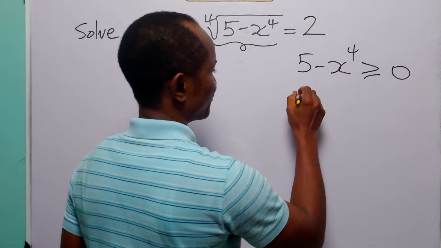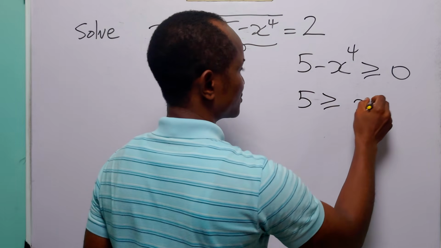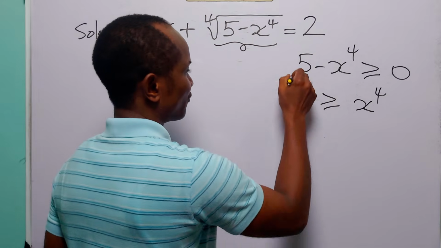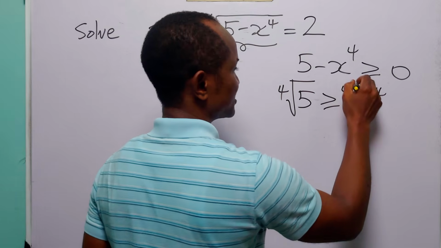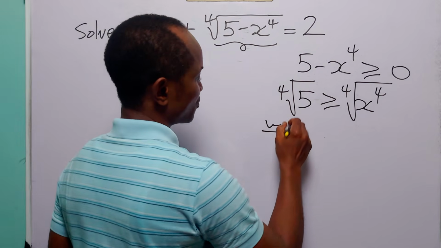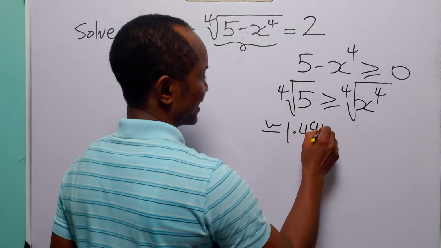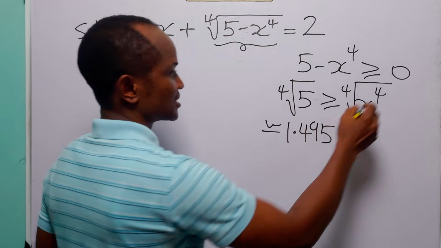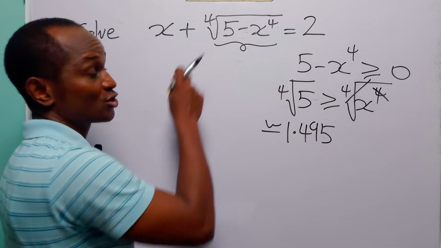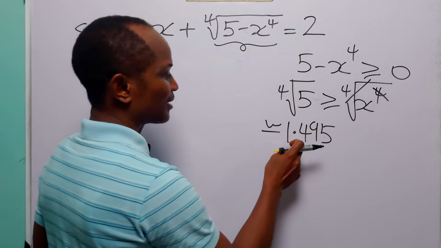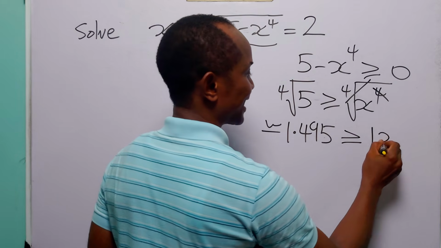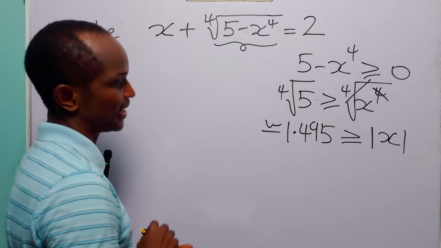From here, we have that 5 must be greater than or equal to x to the power 4. Now, when we take the fourth root of both sides of this inequality, this is approximately equal to 1.495. And of course, this is going to take care of that. So we have that for this equation to have real roots, then 1.495 must be greater than or equal to the absolute value of x.